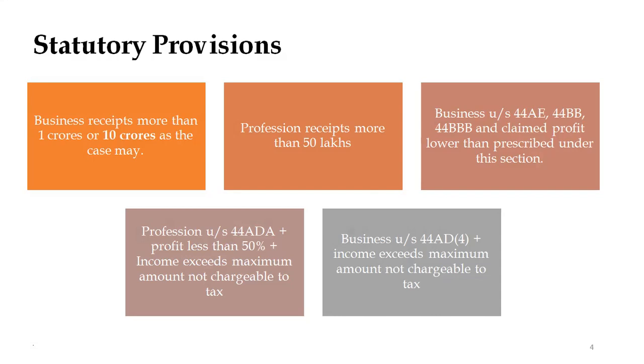So the first one is when the business receipts are more than 1 crore or 10 crores, as the case may be. If we look at the Finance Act 2020, this limit was not 10 crore, it was 5 crores, but the Finance Act 2021 has increased this limit to 10 crore rupees. When the limit of 10 crore rupees shall be applicable, we will discuss in the upcoming slide. So if the assessee's business receipts are more than 1 crore or 10 crore, then the assessee has to get his accounts audited.